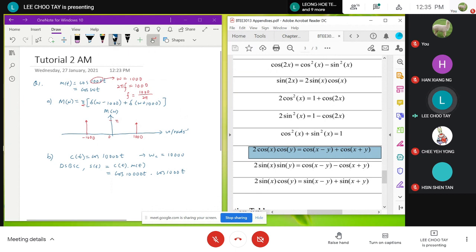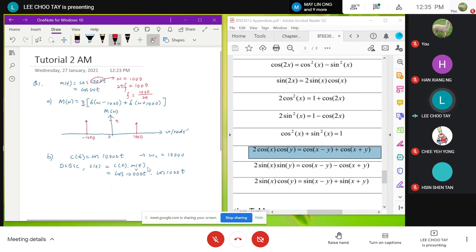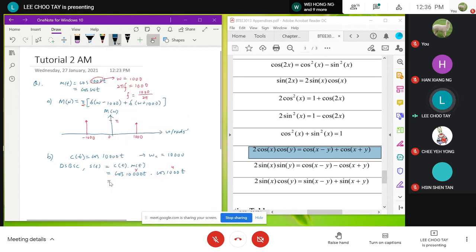So what I have here, this is x, this is y. Therefore, if I convert it into two cosine terms using the trigo identity, what I have here is half. All right, why half? Because there's a 2 here, and I don't have a 2 here, so I need to halve it. And this will be cosine of x minus y.